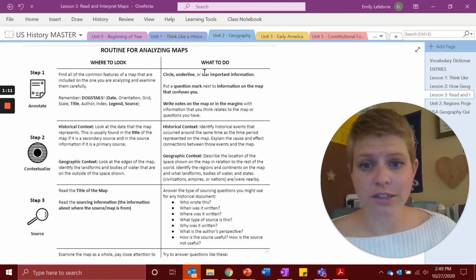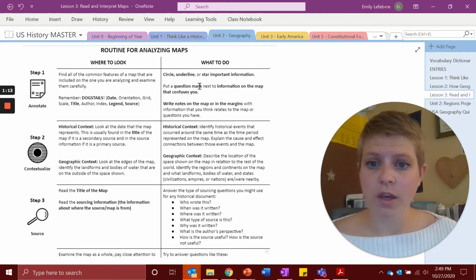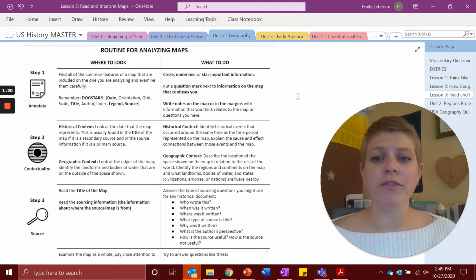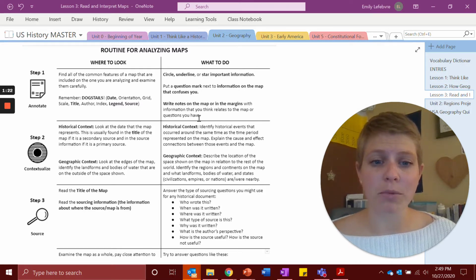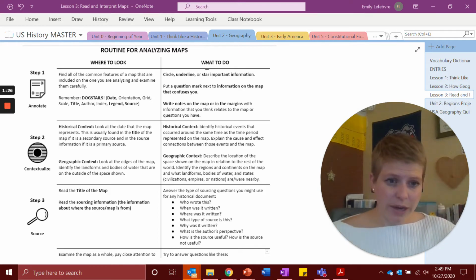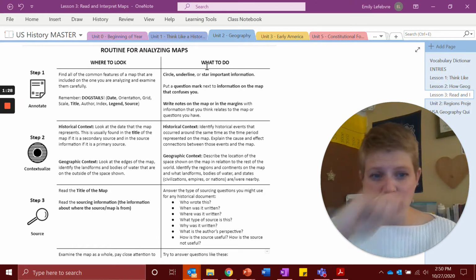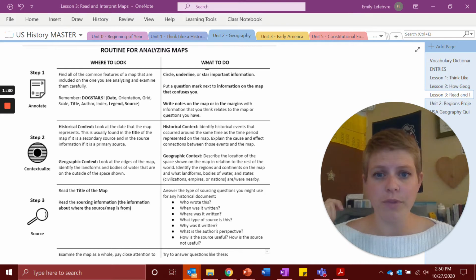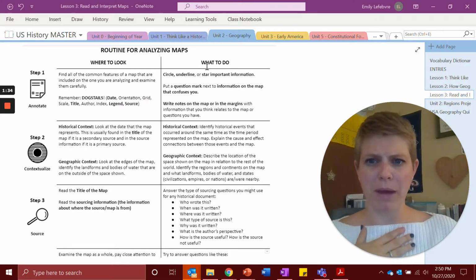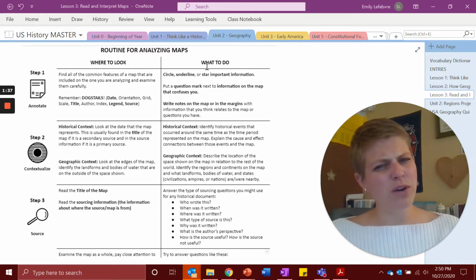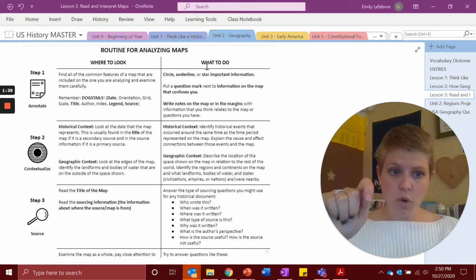Circle, underline, or star important information. Put a question mark next to information on the map that confuses you. Write notes on the map or in the margins of information you think relates to the map or questions you have. So mark up the important stuff, right? Draw a star, draw an exclamation mark, circle it, underline it, whatever you want to do. Put a question mark if something confuses you. If you see something on the map where you're like, I don't remember what that is, or I don't know why that's there, put a question mark.